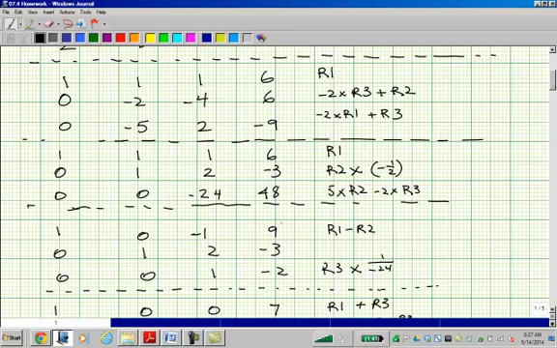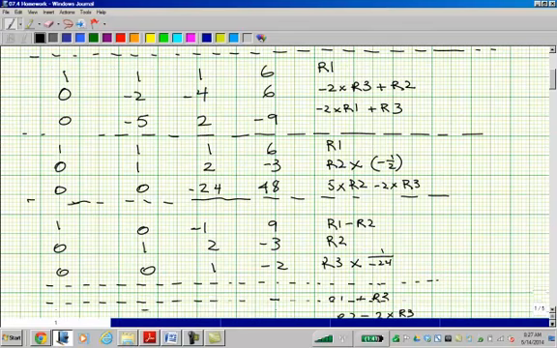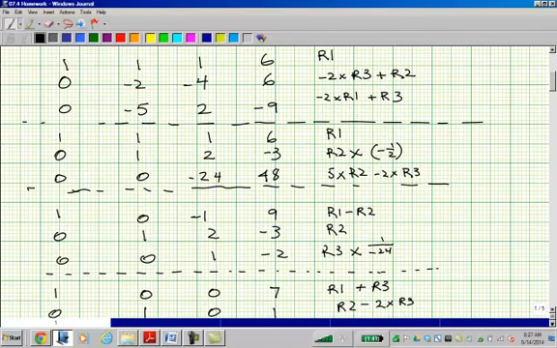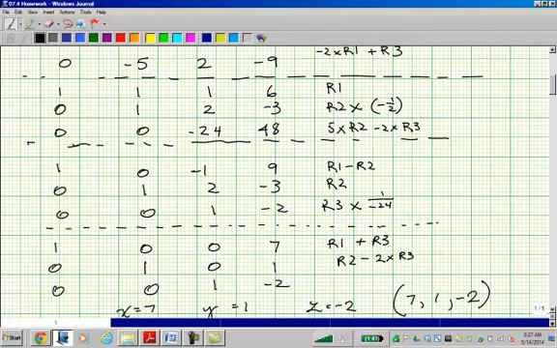I take R1 minus R2. That gives me this row here. This is R2 from above. And this is simply R3 times 1 over negative 24, which gives me 1 and negative 2. So now I know what Z equals. Z equals negative 2. Now that I have Z, I have 1 and a negative 2 on the bottom row, then I can use this to finish everything off.